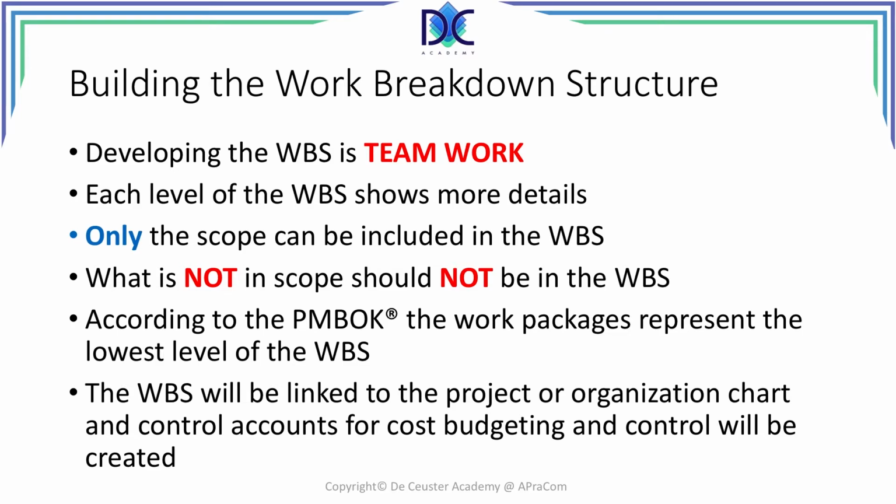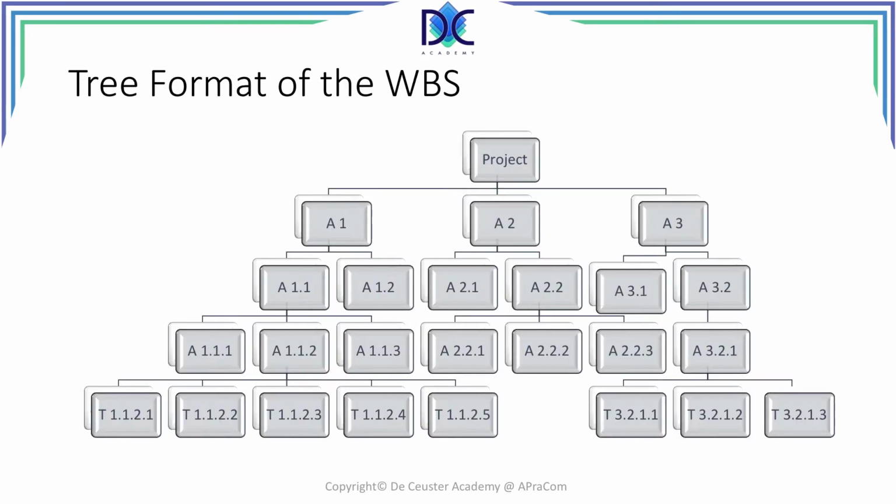and we will create control accounts for cost budgeting and control. So let's have a look at the tree format of the WBS. We see level 0, the project, at the top of the WBS, and with every level lower we see more and more activities being created. On the bottom line we find the work packages or the activities, depending on how far we are decomposing the WBS.